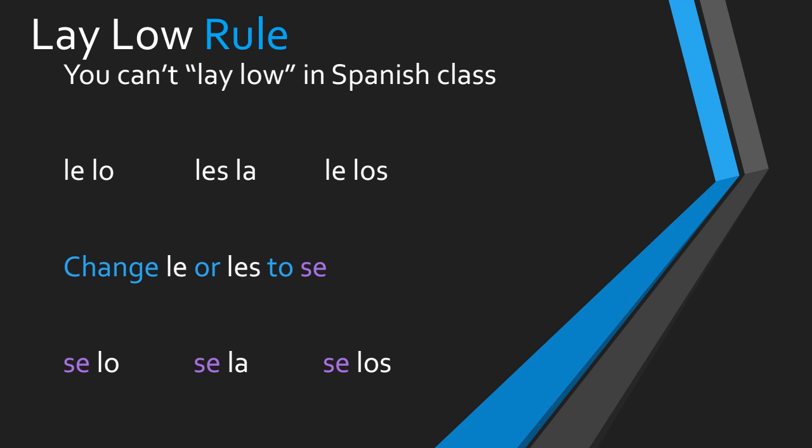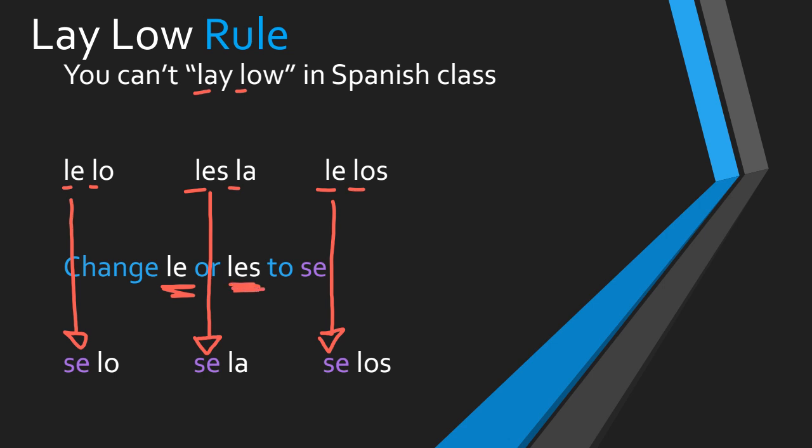All right, so there's one more rule that I need to teach you, and it's called the lay low rule because you can't lay low in Spanish class. So you cannot have two pronouns in a row that both start with the letter L, right? So you can't have two L's. So you can't have lay low, you can't have lay la, and you can't have lay los. If you end up with that combination with your pronouns, then you need to change the lay to say. So you can see that here and here we change the lay to say, or if it's lace, we change the lace to say. All right.